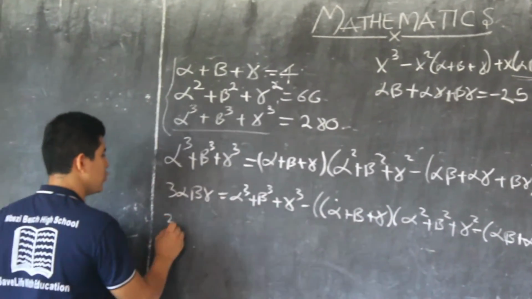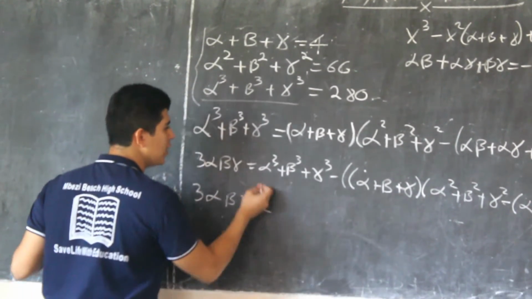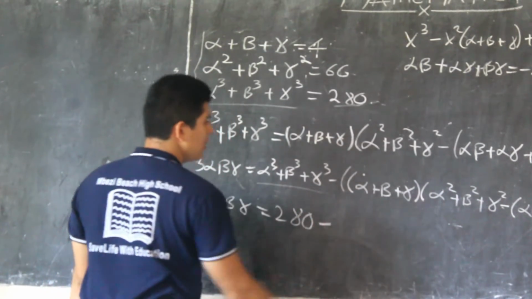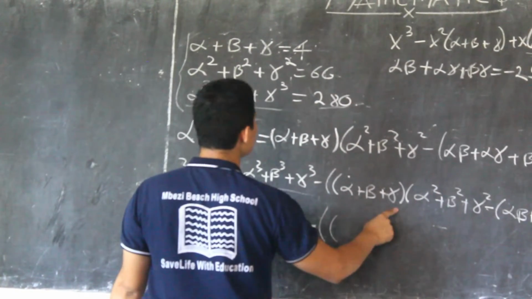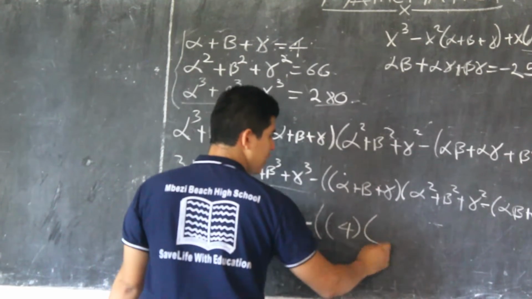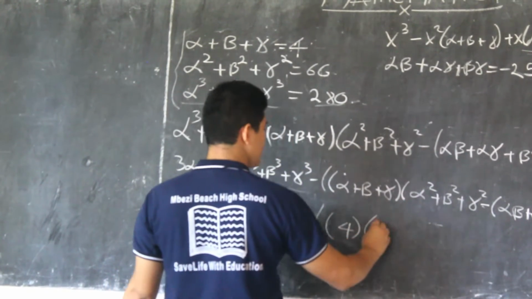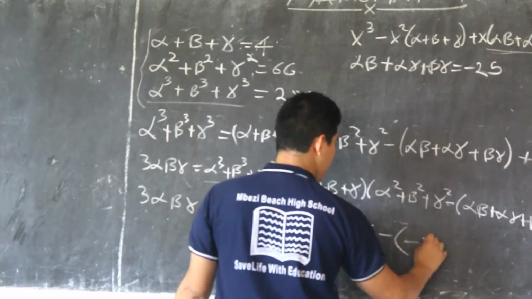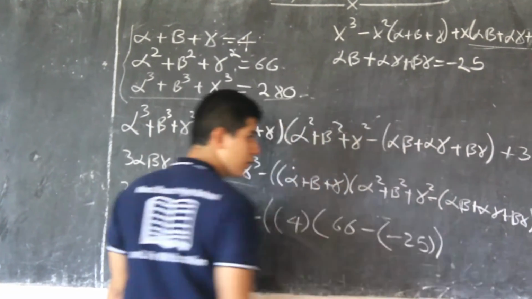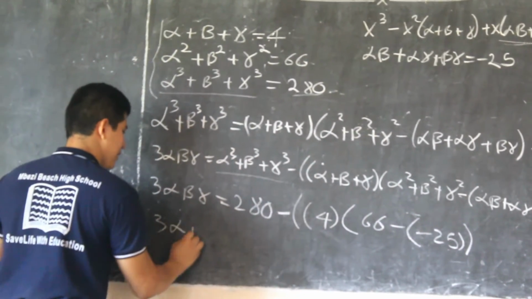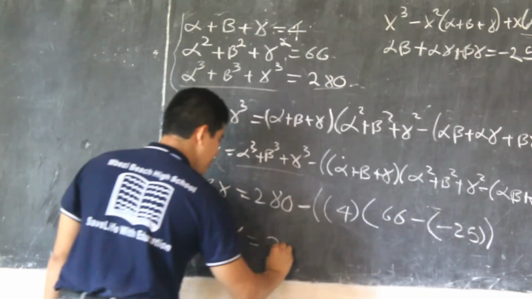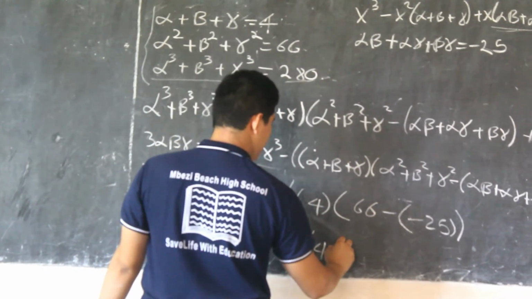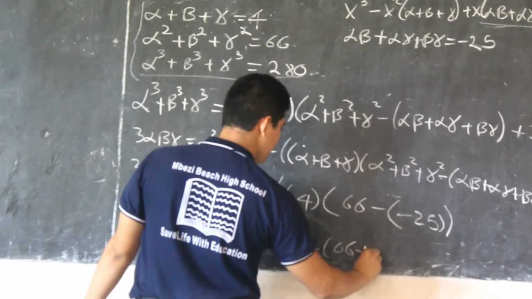So if I continue here, say that 3 alpha beta gamma is going to be, now this value I have it, which is this one, say 280 minus, I put a bracket here, another bracket, and this one is just 4, okay, times this value here I have it, which is 66 minus another bracket, this value we have, which is negative 25. In this case, we have 3 alpha beta gamma. It's going to be 280 minus, in this case, we have 4. Then I have here 66 plus 25.